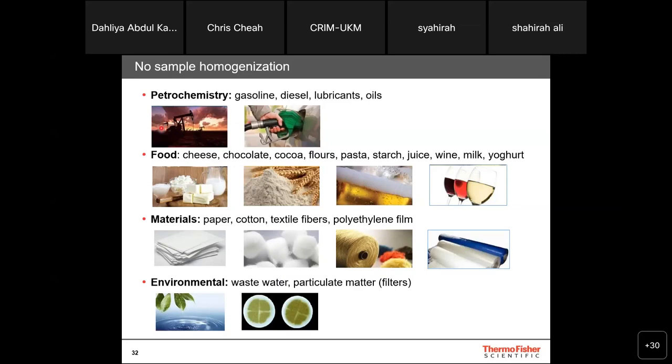Okay? Sample like food sample, juices, wine, material like cotton. This one we can cut into smaller pieces and we can burn the sample. Environmental sample in terms of pollution, how do we filter contamination, particulate matter? So this is quite interesting.